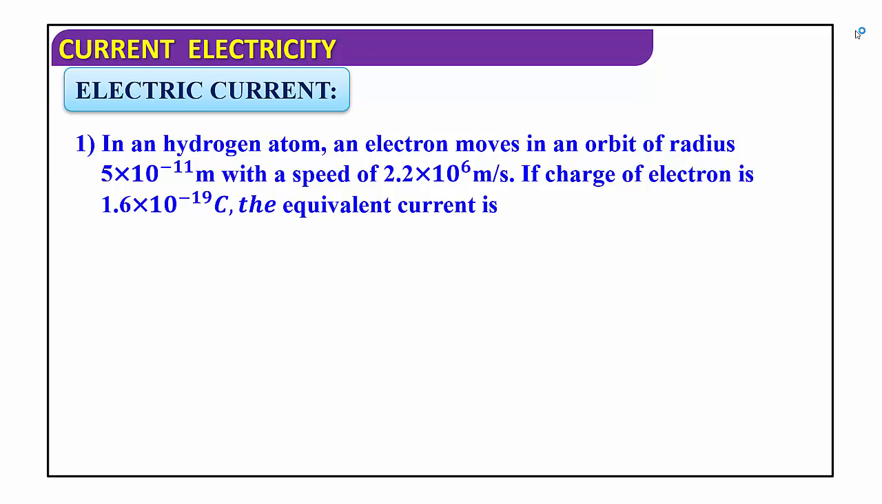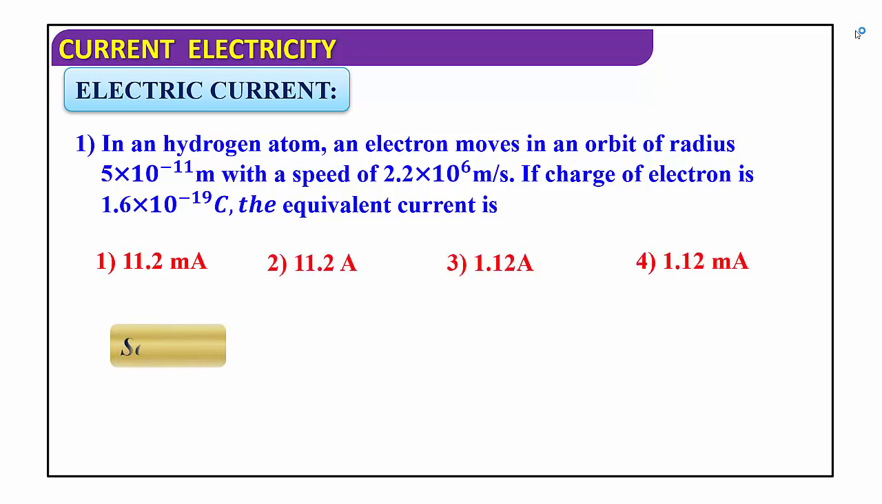You can observe here they had given a hydrogen atom, an electron moving in an orbit whose radius is given, and the speed of that electron is given, charge of the electron is given. Now we have to find the equivalent current. You can observe the 4 options they had given here. So when it comes to solution, we have this equation I equal to EV divided by 2 pi R, or I will explain in detail here.